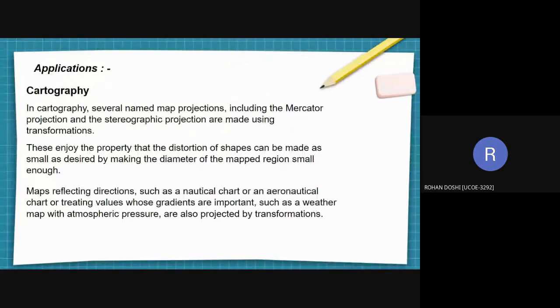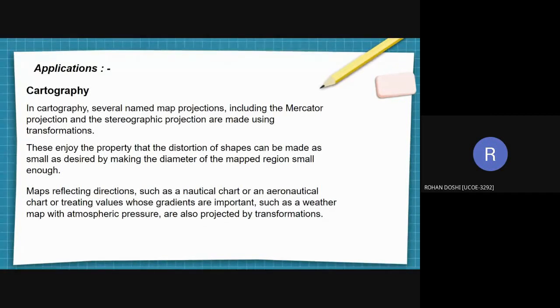Applications. Cartography. This is one of the applications of the given examples. In cartography, several named map projections, including the Mercator projection and the stereographic projection, are made using transformations. They enjoy the property that the distortion of the shapes can be made as small as desired by making the diameter of the mapped region small enough.